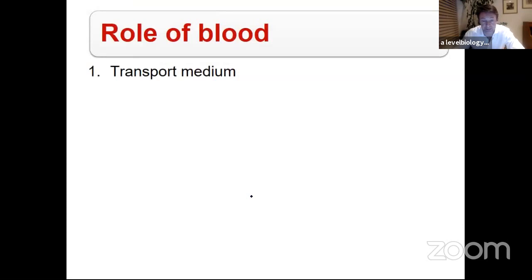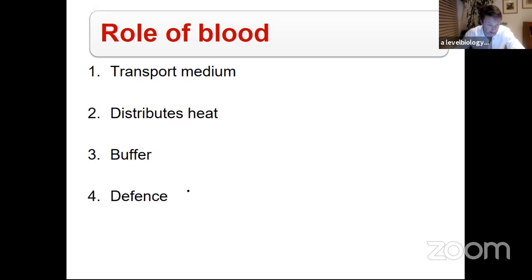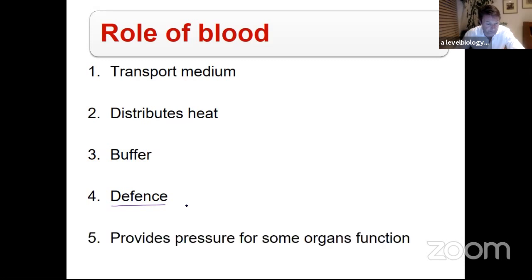Okay, so the role of blood. It's a transport medium. It's going to distribute heat from organs which are net producers of heat, such as the liver. It's a buffer. It's going to buffer the pH because it accepts hydrogens when you've got transport of carbon dioxide, and that's in a future lesson. And it's got a defense system because of the clotting response and also the presence of the white blood cells.